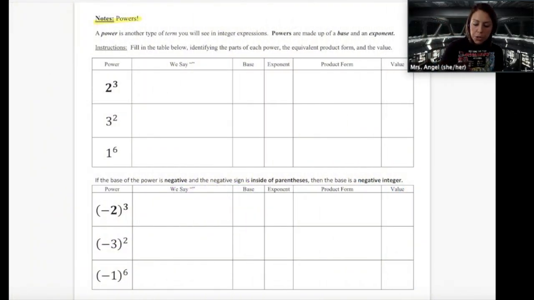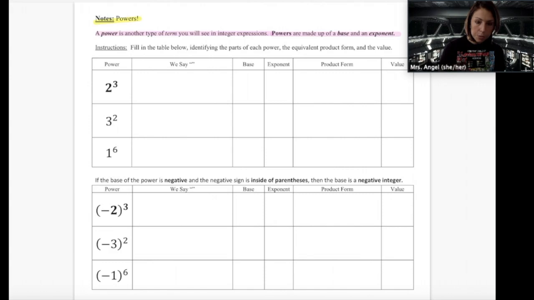So a little blurb here about powers. It says a power is another type of term that you'll see in expressions. And again, they're made up of that base and an exponent. So we're going to fill in the parts of the table for each power, and then the equivalent product, and find its value. So this is more just learning how to read powers, how to interpret powers, and that expand and simplify. Here we go.